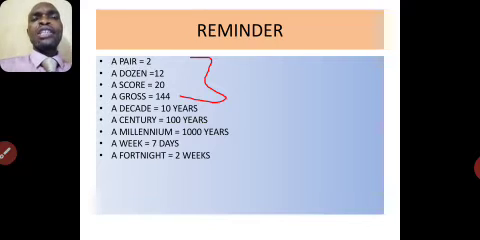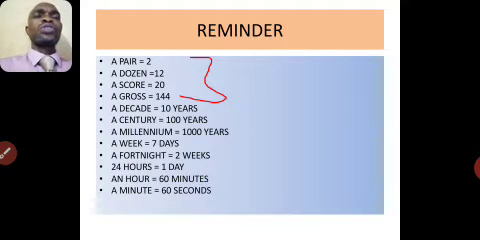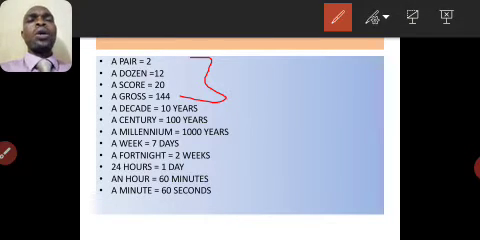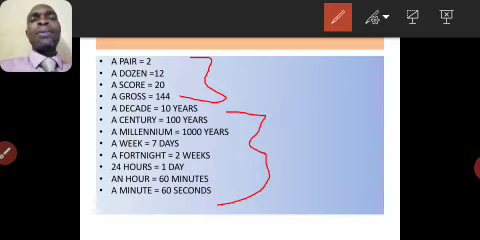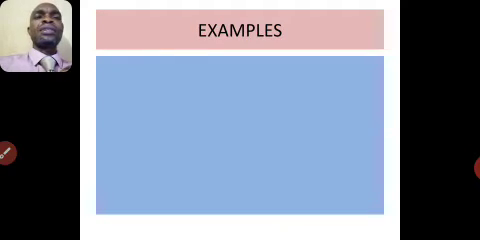A fortnight is 2 weeks. And 24 hours make 1 day. An hour is 60 minutes, and a minute is 60 seconds. So all these other ones are time related values. Those are the values we'll be making use of in today's class. So let's see examples.